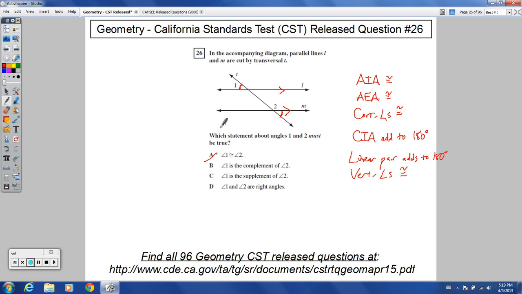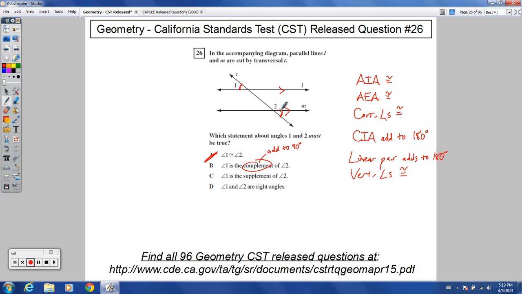So this one, not true. We don't have that as a special type. 1 is not necessarily congruent to 2. 1 is congruent to the one down here, though. Does 1 have to be the complement of 2? Complements are supposed to add to 90 degrees. And so does this one and 2 add to 190, or to 90, I'm sorry? No, that doesn't have to be true.